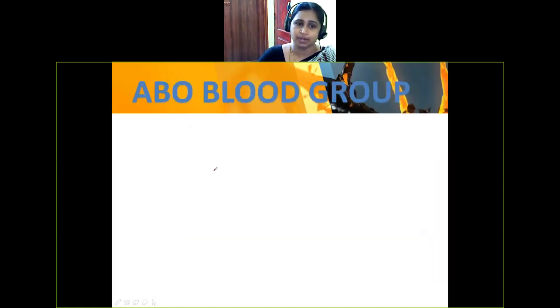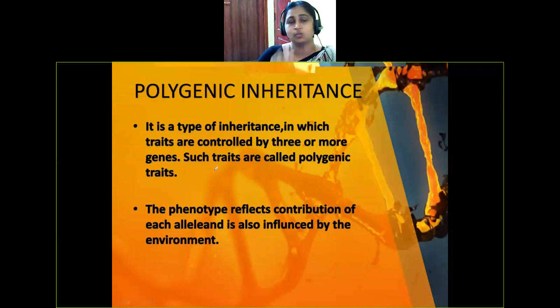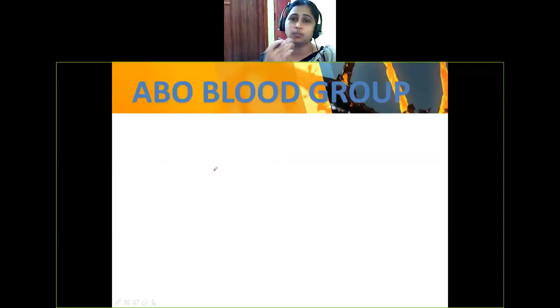In the next class, we'll see about ABO blood group, and in that, what is the role of multiple alleles, with some numericals, some genetics problem solving. We'll see. Thank you.